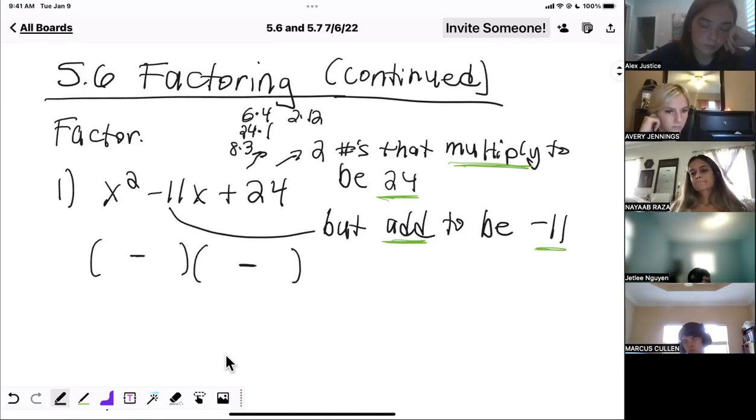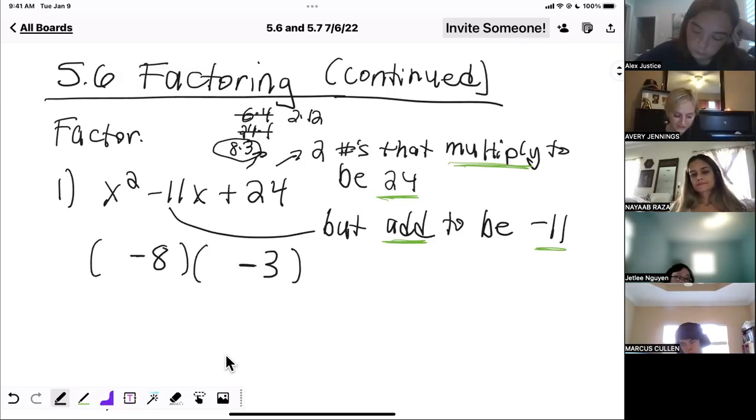Well, let's see, 6 plus 4 is 10. That doesn't work. 24 and 1 makes 25. That doesn't work. 8 plus 3 is 11. If I make a negative 8 and a negative 3, negative 8 times negative 3 is positive 24, and negative 8 plus negative 3 is negative 11. So my factoring is x minus 8 and x minus 3.